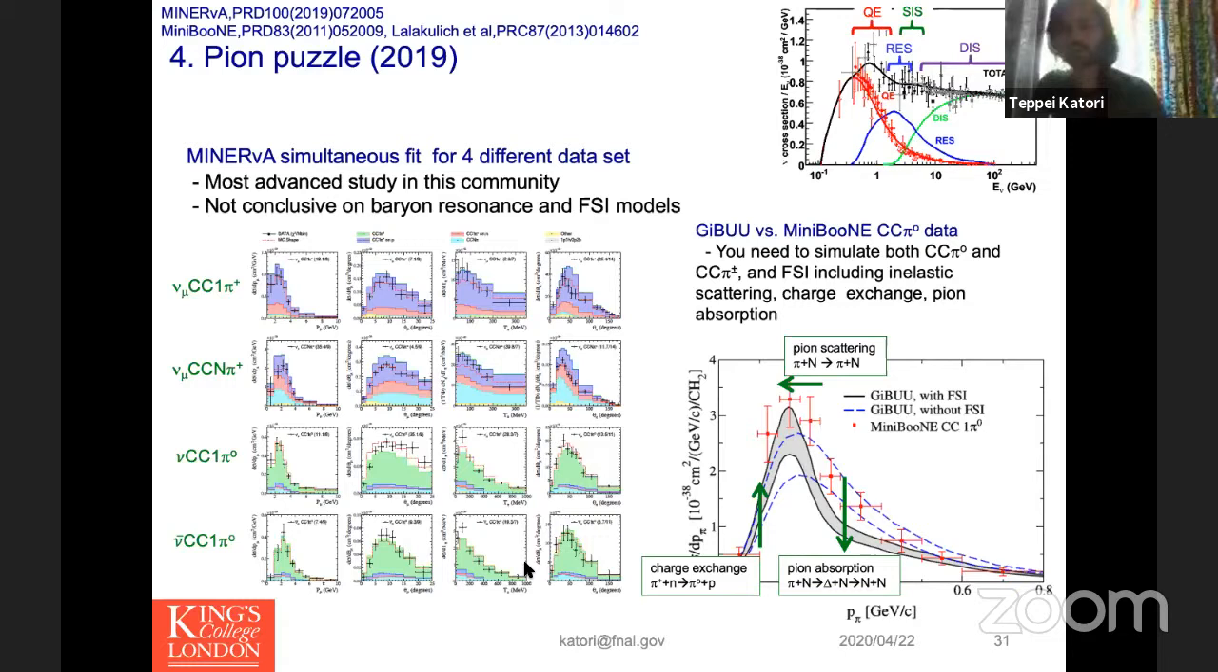The right figure explains why this is so difficult. This is the comparison of a simulation called GiBUU with the pi zero production data, okay? If you see the cross section, the red is data. The blue band is a simulation without any FSI. The first thing that happens is pion absorption. Around the location of the delta peak, the pion disappears. Then inside of the nucleus, the pion rescatters and its energy goes lower, so the peak of the cross section shifts to the lower region. That's the second thing that happens, pion scattering. But finally, some of the pi zeros are coming from pi plus because of charge exchange. So you need to predict both pi zero and pi plus and all of these processes correctly. And then finally your data and simulation agree. So MINERvA tried to do this by measuring all channels and it was very tricky.